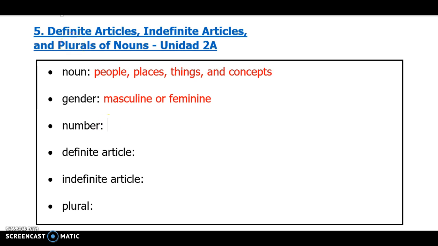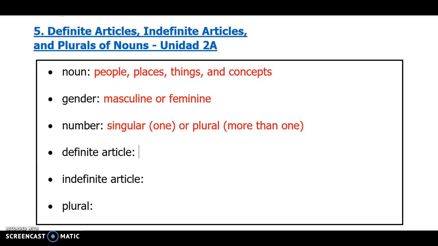Besides gender, we also have number, how many of something we have. Grammatically we refer to that as singular, meaning one of something, or plural, more than one of something. So in Spanish, it's really important to understand, when you have a noun, is that noun masculine or is it feminine? Is it singular or is it plural? That is going to be reinforced by two things. We have definite articles and indefinite articles.